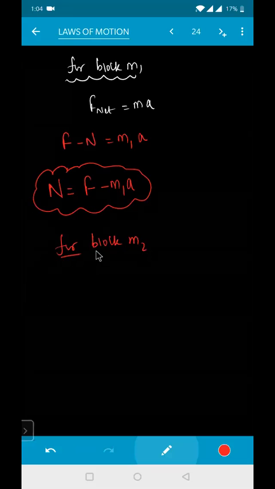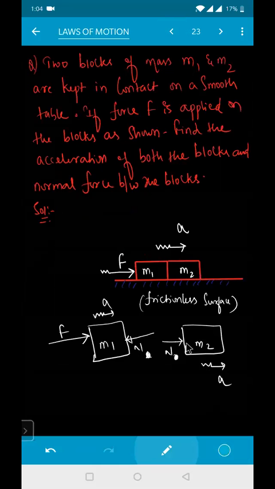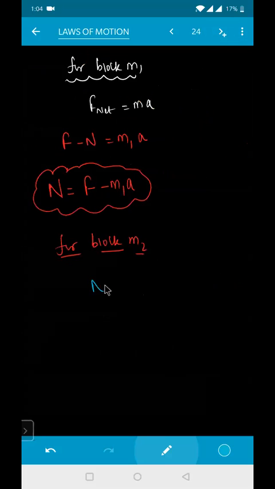m2। अब बताओ ब्लॉक m2 पे कितने फोर्सेस लग रहे हैं? ये देखो m2 पे कितने फोर्सेस लग रहे हैं बताओ जल्दी से। खाली n लग रहा है ना? Yes, sir. n इज इक्वल टू m2 इंटू योर a, क्योंकि मूव कर रहा है। सो n विल बी इक्वल टू योर m2 इंटू योर a हो गया नॉर्मल इस पे। ठीक है ना? फॉर m1 नॉर्मल कितना है? F माइनस m1 इंटू a है। फॉर ब्लॉक m2 ये नॉर्मल कितना है? m2 इंटू a है। ठीक है?